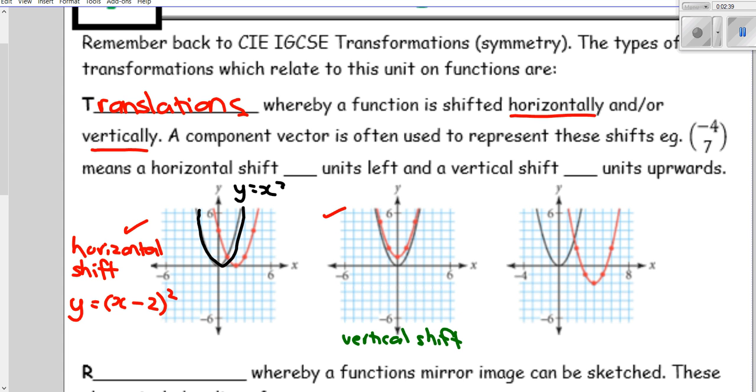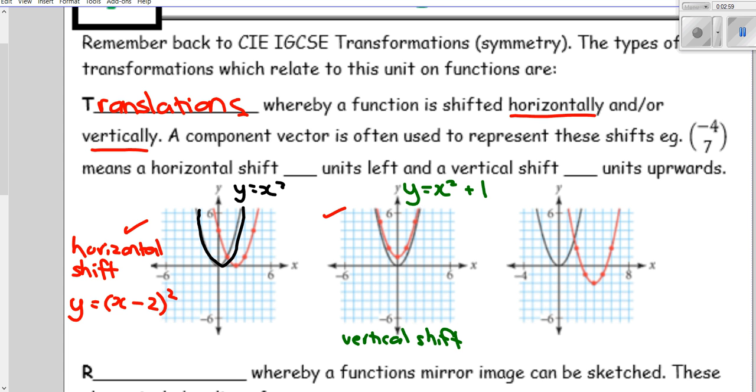How many units roughly did it shift up? 1. 1, yeah. So what would be its equation? y equals x squared plus 1? Yeah, x squared plus 1. So you see the difference between where you see the vertical shift in the equation and where you see the horizontal shift.